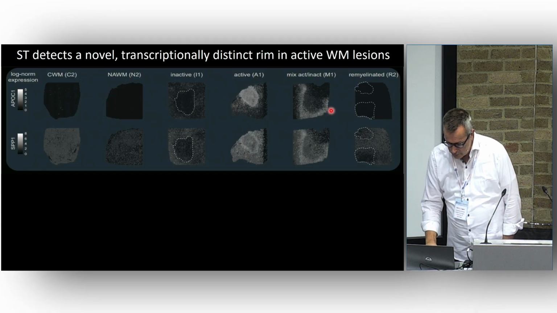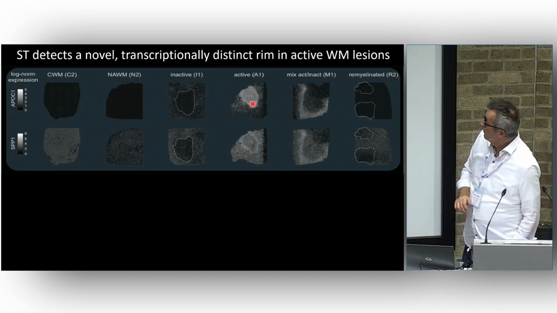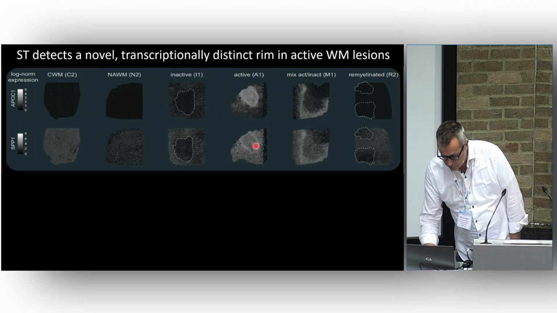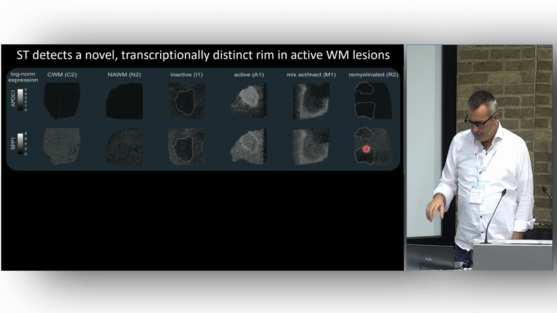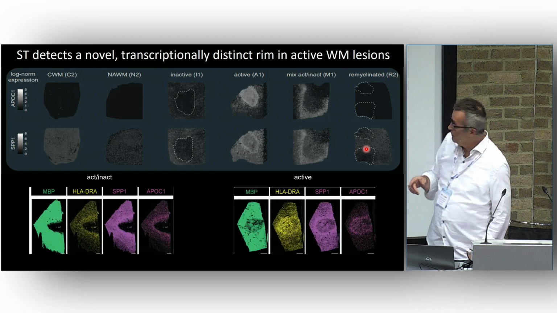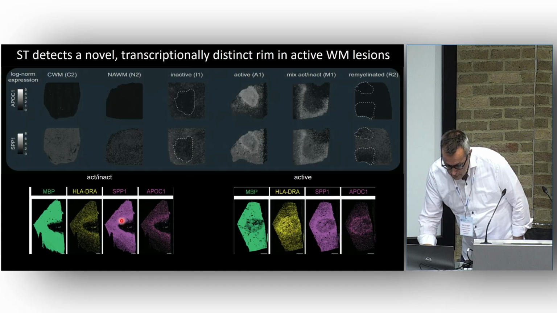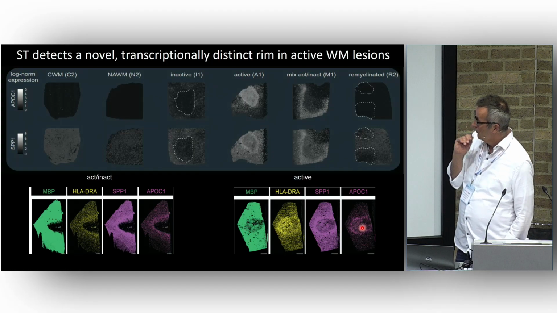And these are the lesion types I explained, and then you can see that, for instance, the APOC1 gene clearly labels active lesions and the rims. This is osteopontin. It also labels the rims around mixed lesions, and you don't see any of these signals left when the lesion is remyelinated. And if you then take these same probes and we do in situ sequencing, we see the same. We see that osteopontin and APOC1 label the rims of these lesions in active and mixed lesions. So that works.